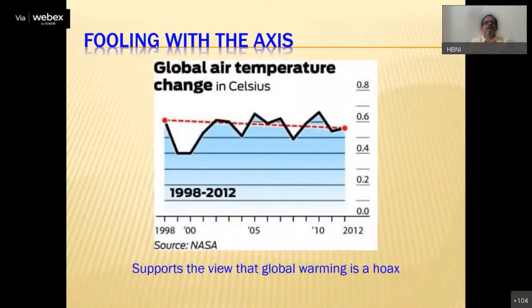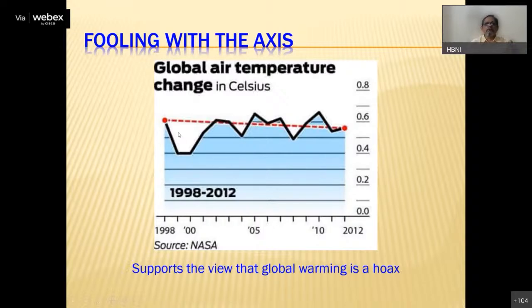So this graph actually shows the global air temperature change in Celsius. What this person has shown here is the data from 1998 to 2012, and he says that actually the global air temperature has decreased with time. Okay, so this supports the view that whatever people are talking about global warming is all a hoax. That's what the earlier president of the United States was saying, that global warming is a big hoax.